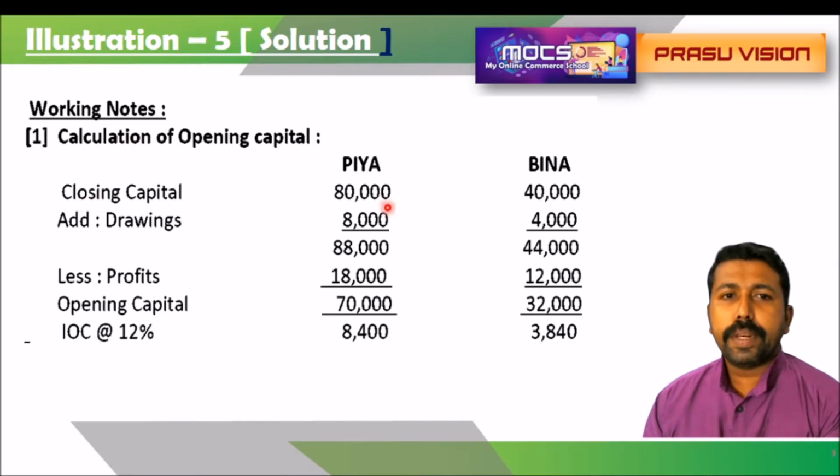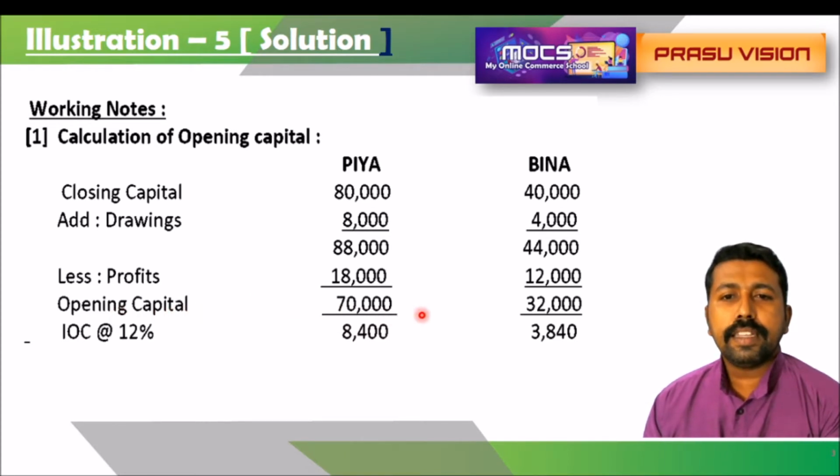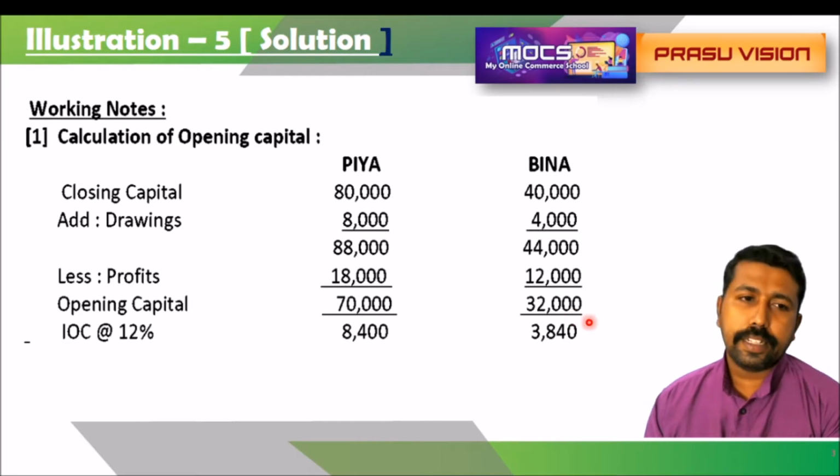Closing capital of Priya is 80,000, which is available in the balance sheet, and Beena 40,000. We have to add drawings, 8,000 and 4,000. We also have to deduct the profit shared by both partners as per the ratio. Less profit: the profit of 30,000 is shared between them in the profit sharing ratio, 18,000 and 12,000. The remaining amount is their opening capital, 70,000 and 32,000.